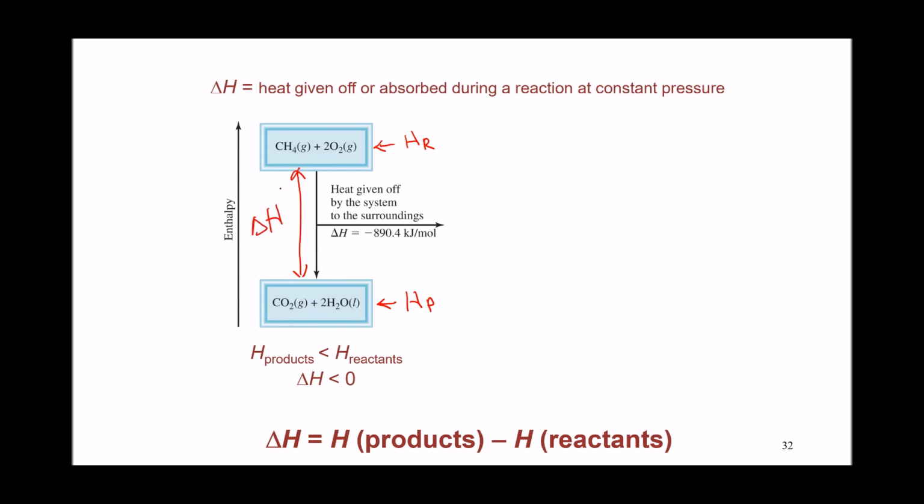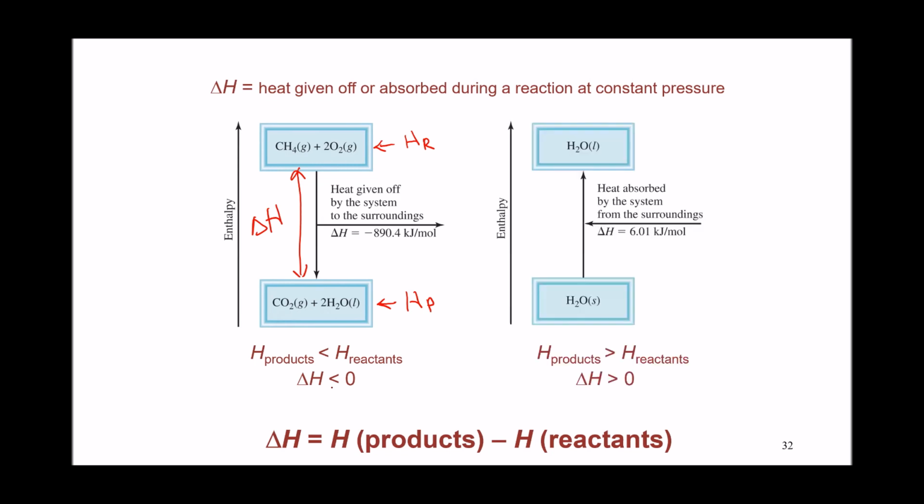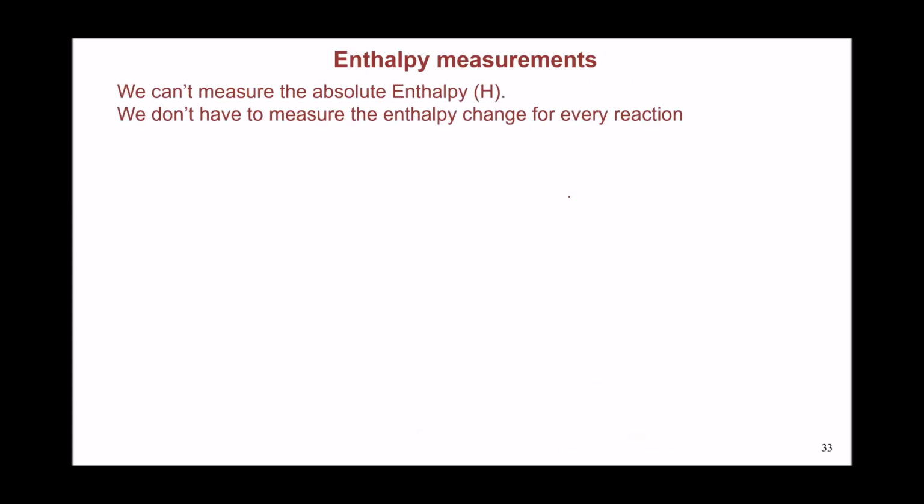And in case of an exothermic process, you will be moving from higher energy reactants to lower energy products. So the change is going to be negative. In case of endothermic reactions, you will be moving from lower energy reactants to higher energy products. And this is why it needs to absorb energy, a positive change in enthalpy for the system. But we cannot measure the absolute enthalpy for any substance. This is impossible. We also don't have to measure the enthalpy change for every reaction that is of interest to us.